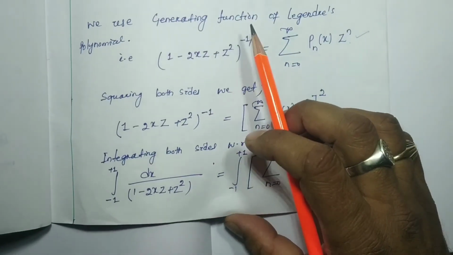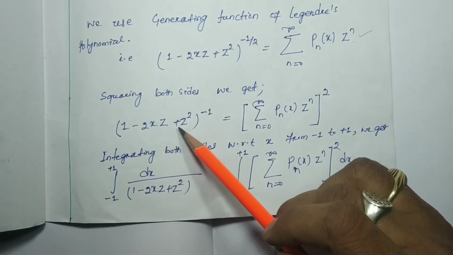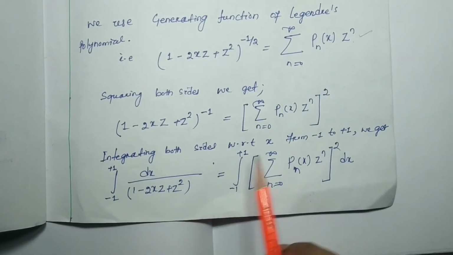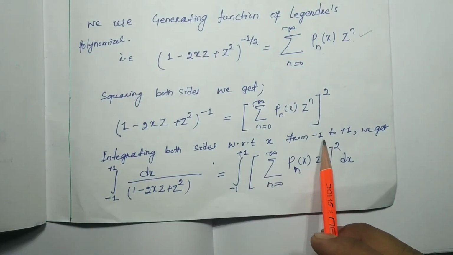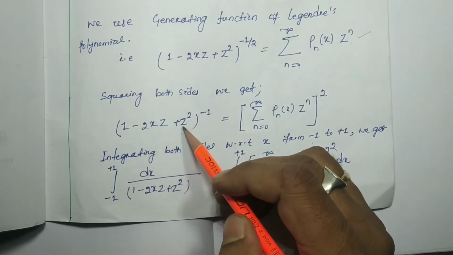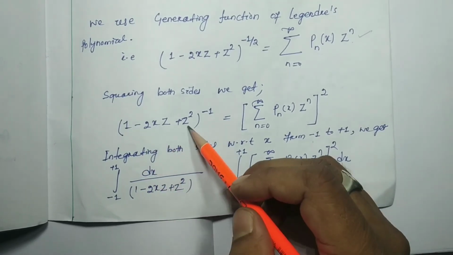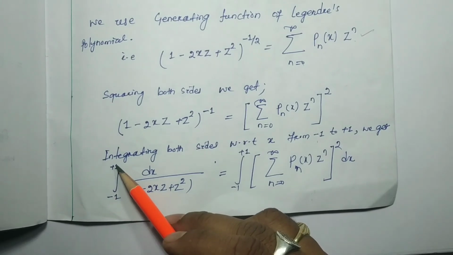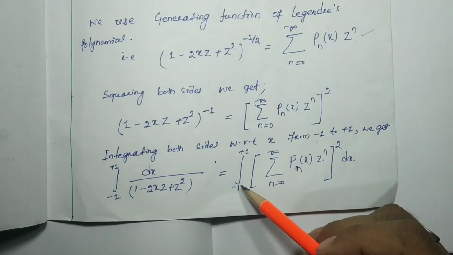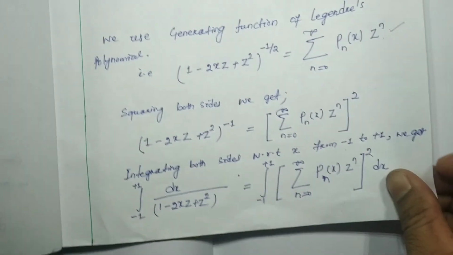Now squaring both the sides, you have to square. Means the left hand side will be 1 minus 2xz plus z square to the power minus 1, is equal to this much square, right? Now you have to integrate both sides with respect to x, and the limit should be minus 1 to plus 1. What we are going to get, see, this is 1 minus 2xz plus z square to the power minus 1. I can write 1 by this much, 1 by 1 minus 2xz plus z square, and we have to integrate minus 1 to plus 1 with respect to x, that is dx by this much. So the right hand side also we can write like this, minus 1 to plus 1 this much dx. Okay, now integrate this.